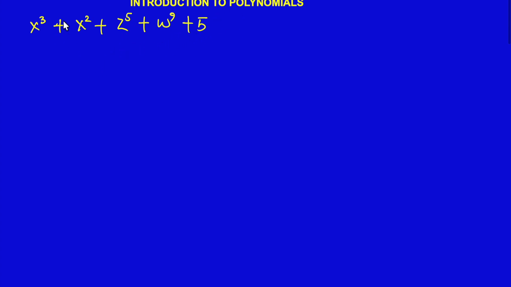Please don't be fooled by the positive signs that we have here. You could have a mixture of positive and negative signs. That is, you can have x cubed minus x squared plus z to the power of 5 plus w to the power of 9 and minus 5. So when you have an arrangement like this, you have basically what we call a polynomial.